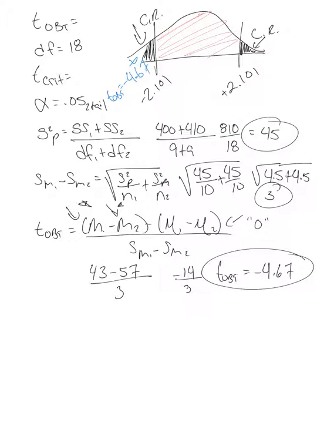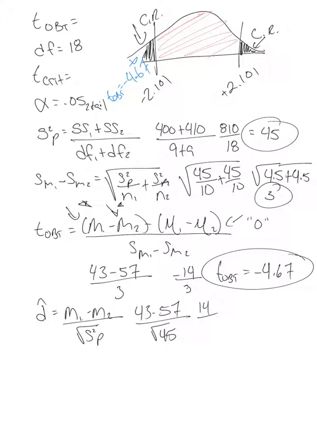And because it's huge, then we need to find the effect size, and we'll do estimated Cohen's d, or d hat. The equation for estimated Cohen's d is mean 1 minus mean 2, divided by the square root of the pooled variance. In our case, 43 minus 57 divided by the square root of 45, or 14 divided by 6.71, or our d hat is 2.09. That's huge. That's like an extra large effect size.